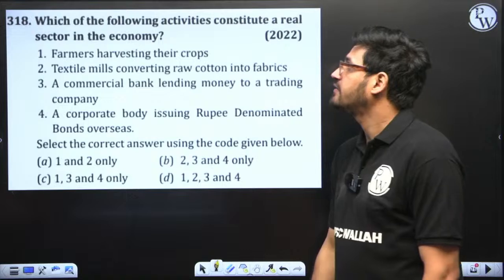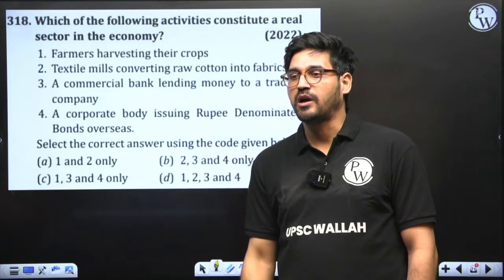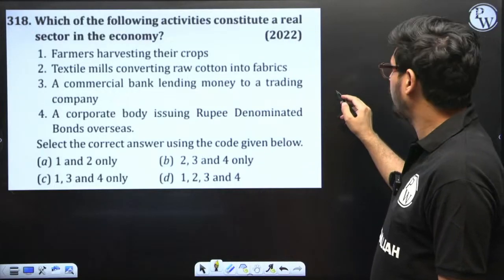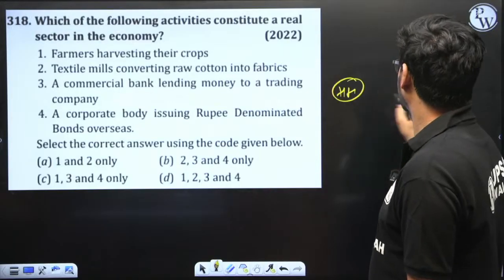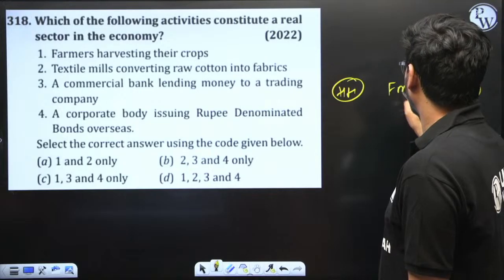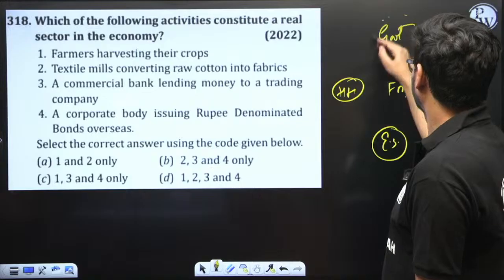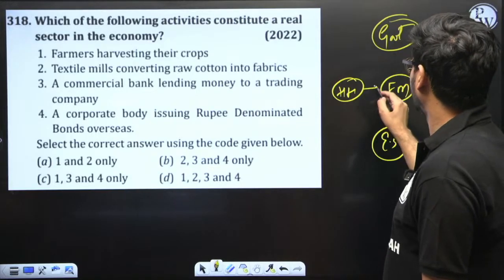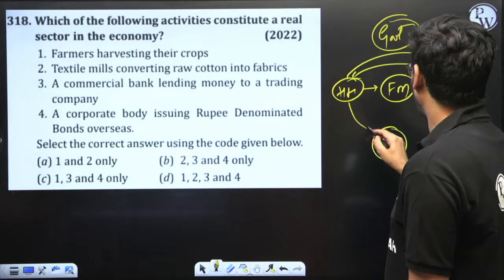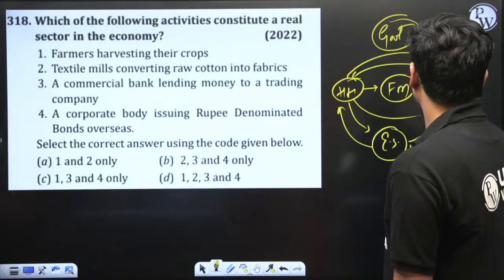Which of the following activities constitute the real sector in an economy? If you have understood something called the circular flow of income, households, firms, financial markets, government, and the external sector, you would know that there is an exchange. Normally speaking, there are two kinds of exchanges that happen between each agent.